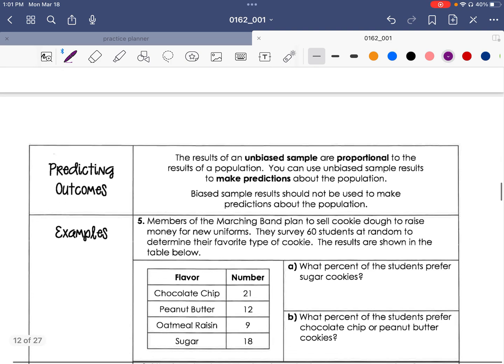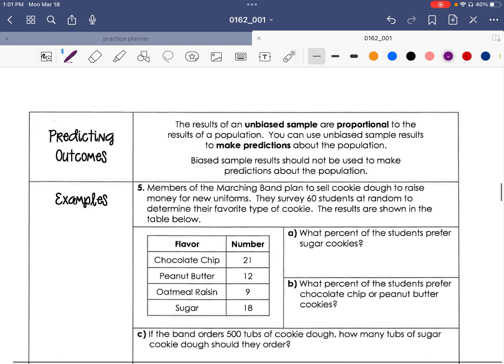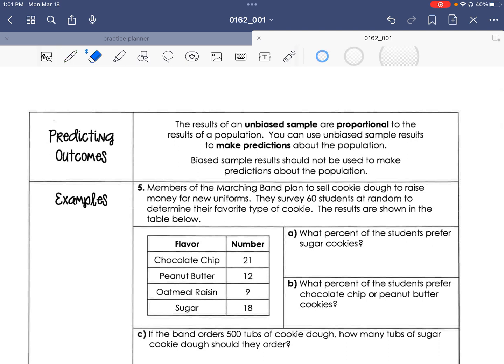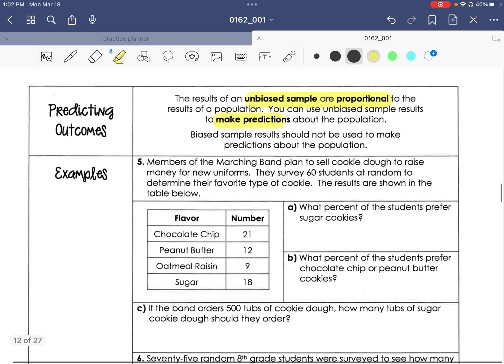Okay, moving on. So now we're going to talk about predicting outcomes. So the results of an unbiased sample are proportional to the results of the population. You can use unbiased sample results to make predictions about the population. Biased sample results should not be used to make predictions. So we don't want to use something that's biased, but something that's unbiased we can use to make a prediction about the population. Okay, so let's take a look at some of these.